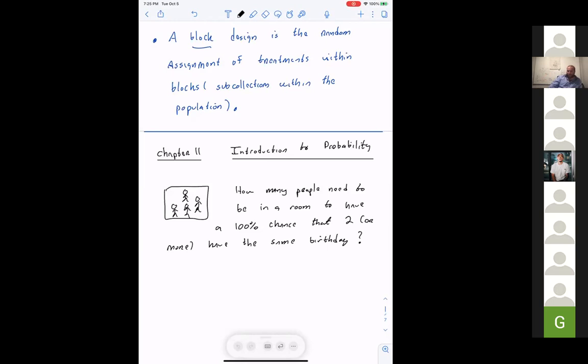Isn't this like an actual statistic that if you line up like 37 people, two of them are going to have the same birthday? No, but thanks for playing. But I swear that's true. I promise you it's not, but I know what you're trying to say, even though 37 is not the correct answer. It's somewhere near there. Well, we'll see. For now, answer my question. How many people need to be in a room to have a 100% chance that two or more have the same birthday?